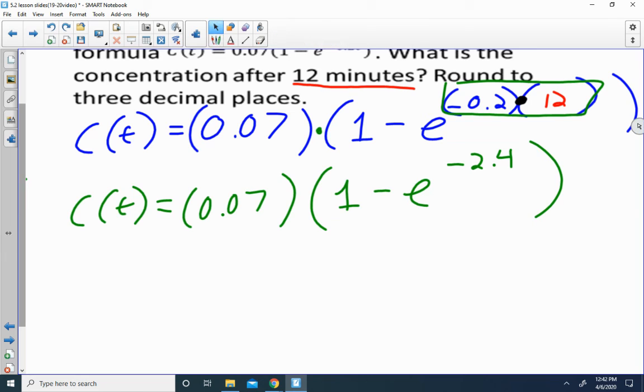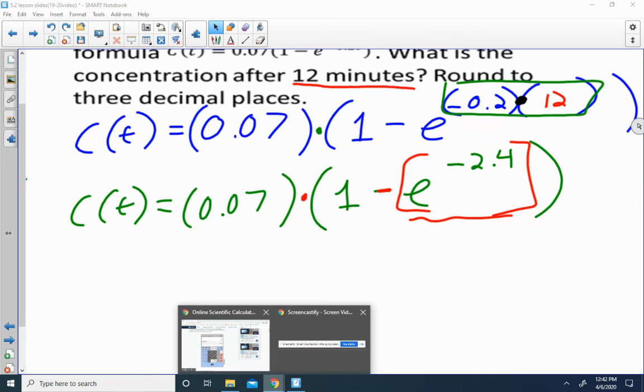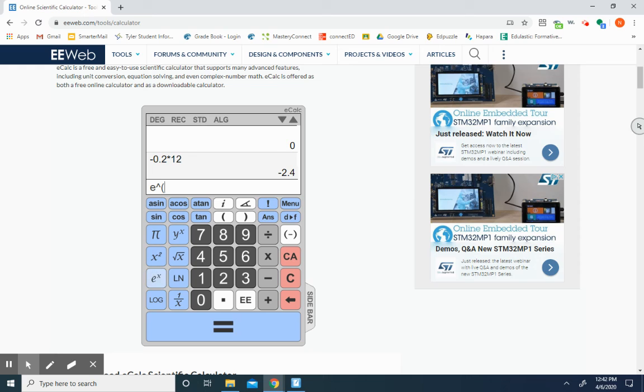All right. So now the next step. We can't multiply anything just yet, not until we figure out all of this. My recommendation next on what to do is let's do e to the power of negative 2.4. Don't do the minus part yet. Just do e to the negative 2.4. So e to the power of negative 2.4, and you should get this.